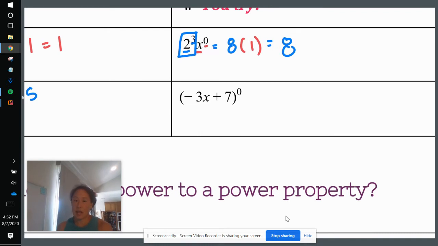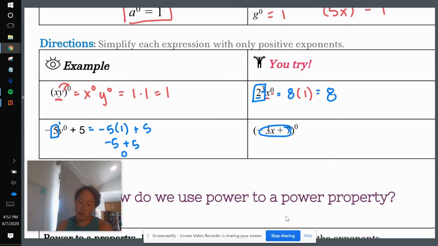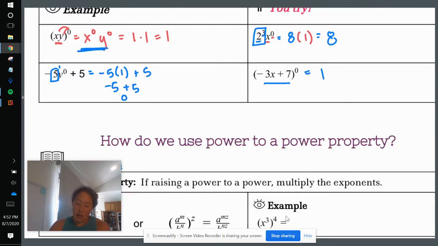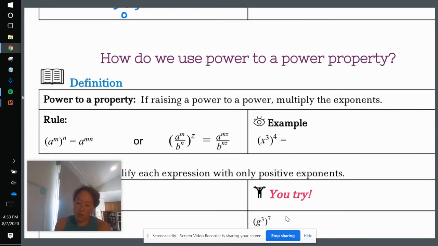Negative 3x plus 7, all raised to the 0 power. So everything inside the parentheses here is being raised to the 0 power. Now, it's not like the first example where I was able to split these up into x to the 0, y to the 0, because I have an addition inside the parentheses. So we will have to just say that all of this business inside the parentheses raised to the 0 power is equal to 1.